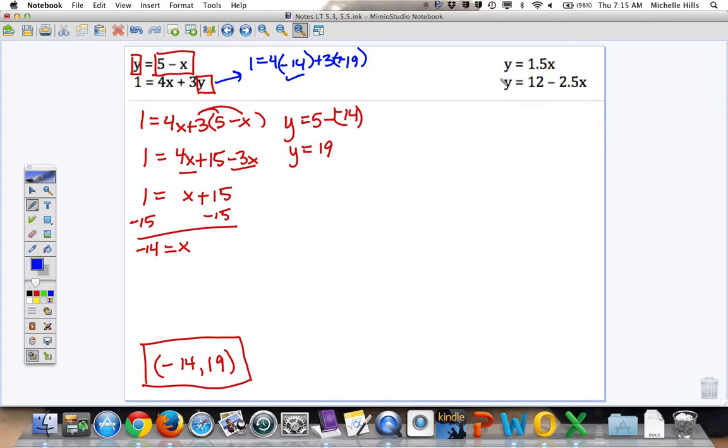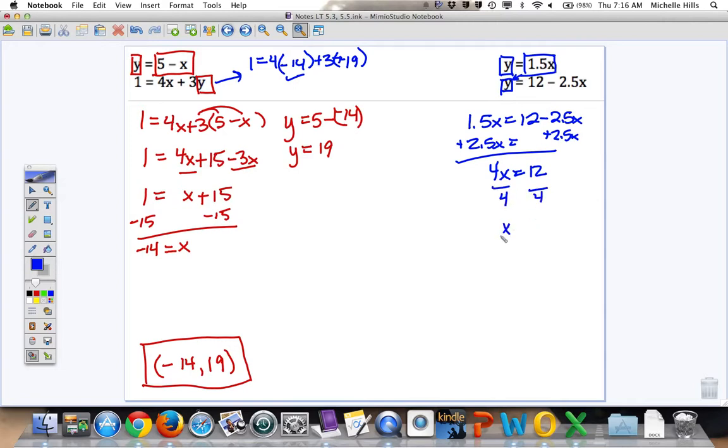This is one that kind of throws people off, but if you think about what you're doing, y has a value of 1.5x. So where I see y in the second equation, I'm going to replace it with 1.5x. So I end up with 1.5x equals the rest of this equation, 12 minus 2.5x. I'm going to add 2.5x to both sides of the equation to get the variable over on the left with the other variable. And I end up with 4x equals 12. So then when I divide both sides by 4, x equals 3.